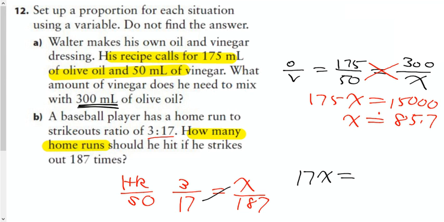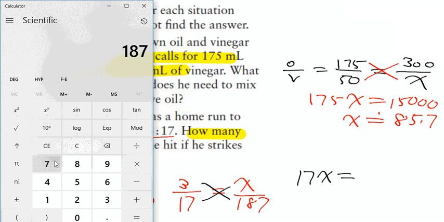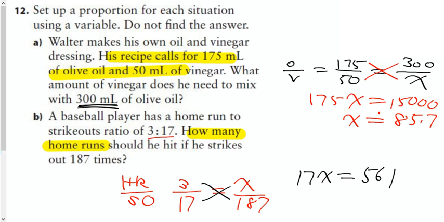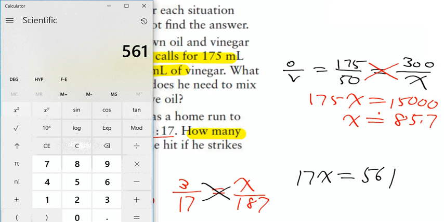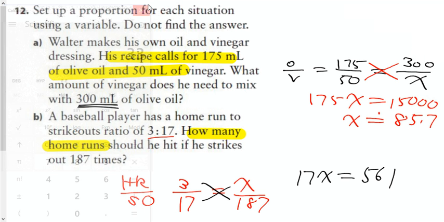17x is equivalent to, I can't do this without a calculator, 187 times 3. My brain's not bright enough. 561. And of course, what would I do next? Divide that 561 by the coefficient of 17, and I would isolate it down to x equals 33.